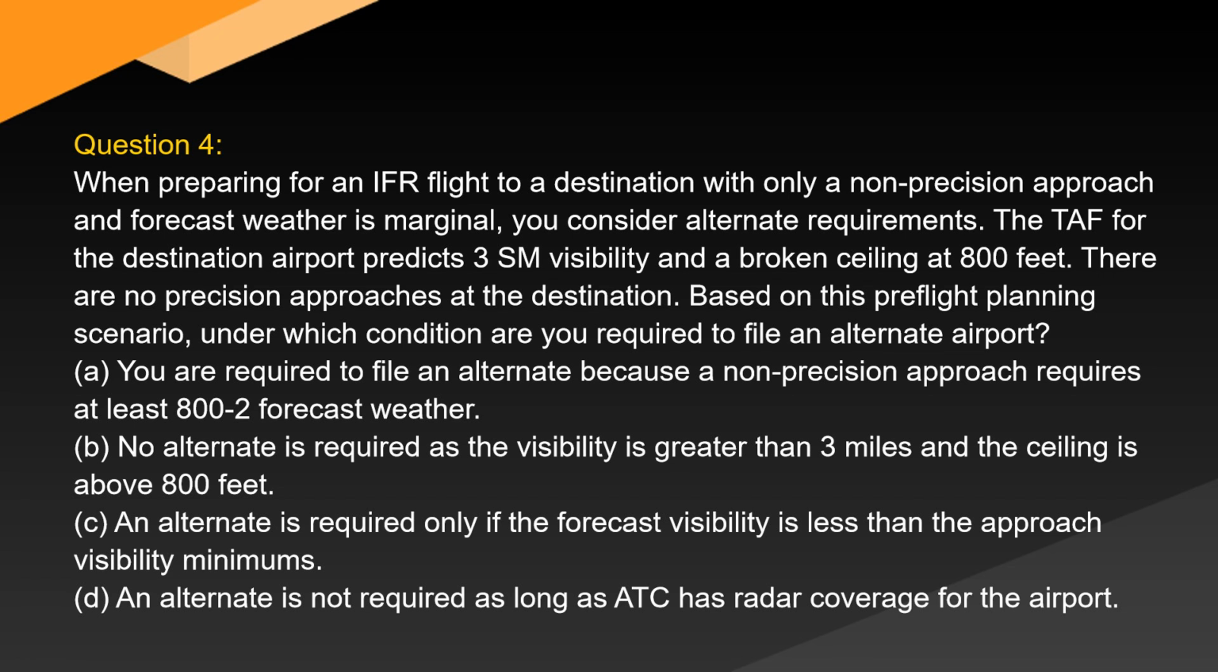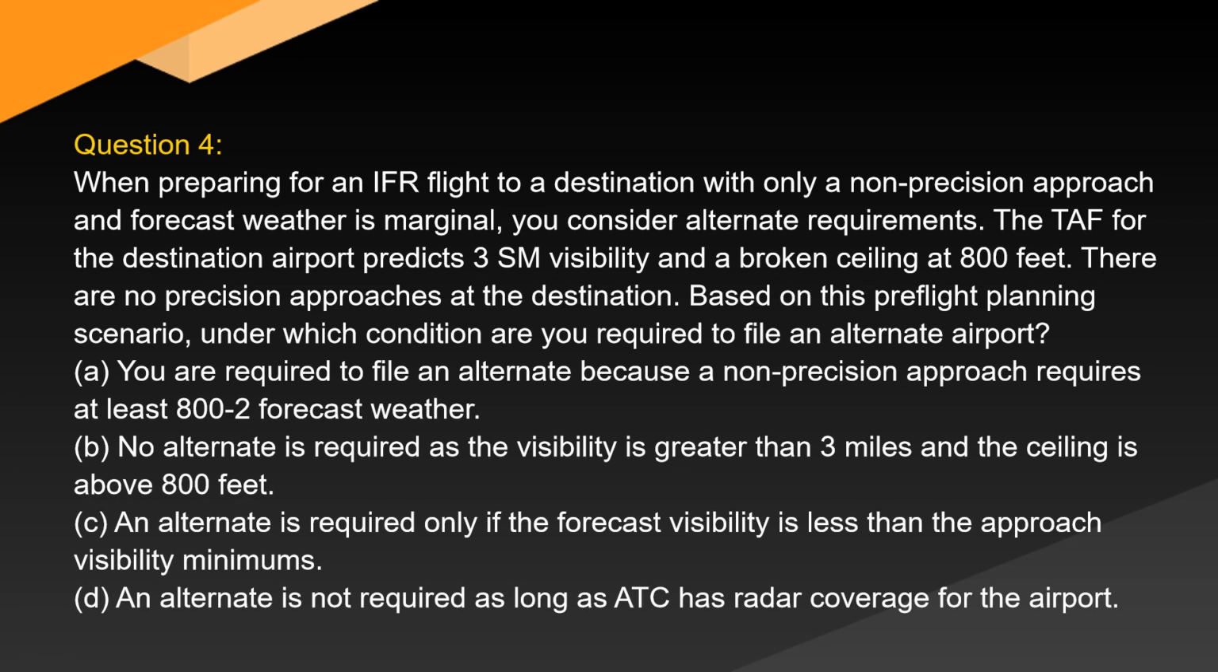Question 4. When preparing for an IFR flight to a destination with only a non-precision approach and forecast weather is marginal, you consider alternate requirements. The TAF for the destination airport predicts 3 SM visibility and a broken ceiling at 800 feet. There are no precision approaches at the destination. Based on this pre-flight planning scenario, under which condition are you required to file an alternate airport?